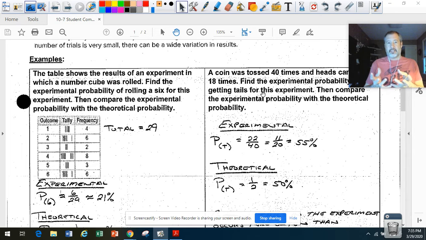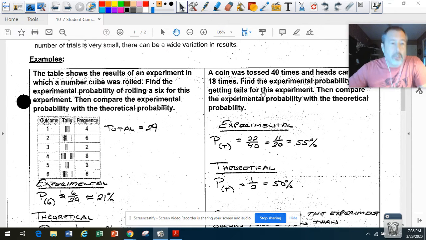We're just talking about a die, which has numbers 1 through 6 on it. It says find the experimental probability of rolling a 6. Okay, that's our event, the probability of rolling a 6 for this experiment. Then compare the experimental probability with the theoretical.